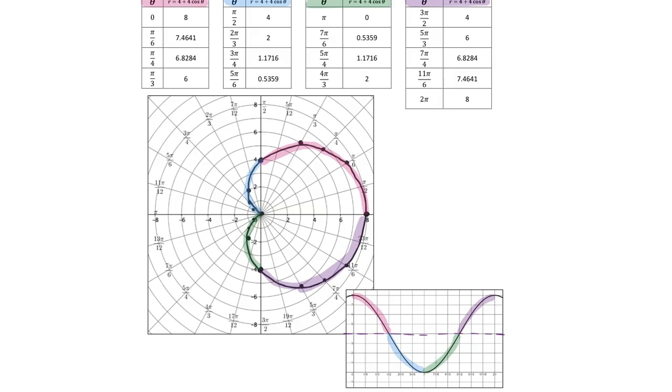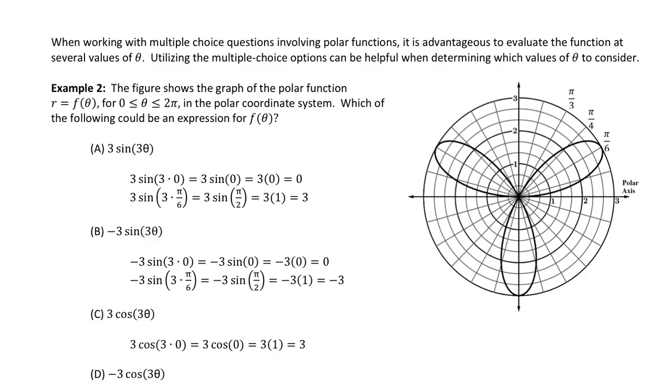Can I show you some examples of what we've seen as multiple choice questions with polar functions so we can see how to start reading these graphs and answering questions? When working with multiple choice questions involving polar functions, it is advantageous to evaluate the function at several values of theta, easy values of theta, like 0, or something you can relatively easily read on a graph given to you. Utilizing the multiple choice options can be helpful when determining which values of theta to consider.